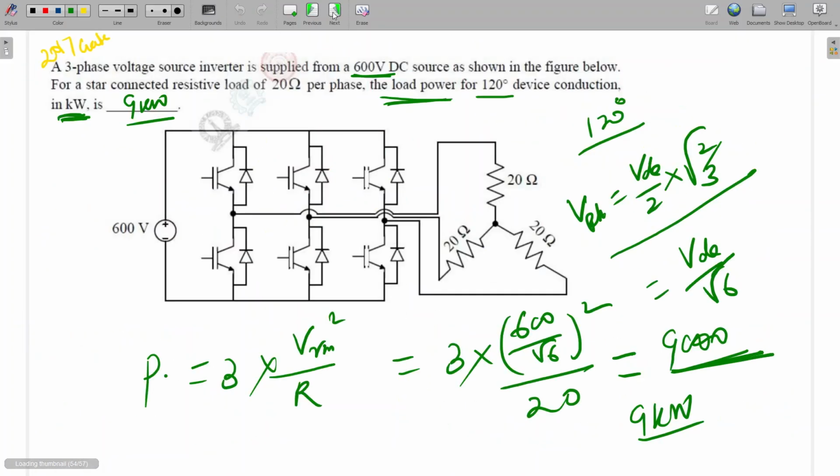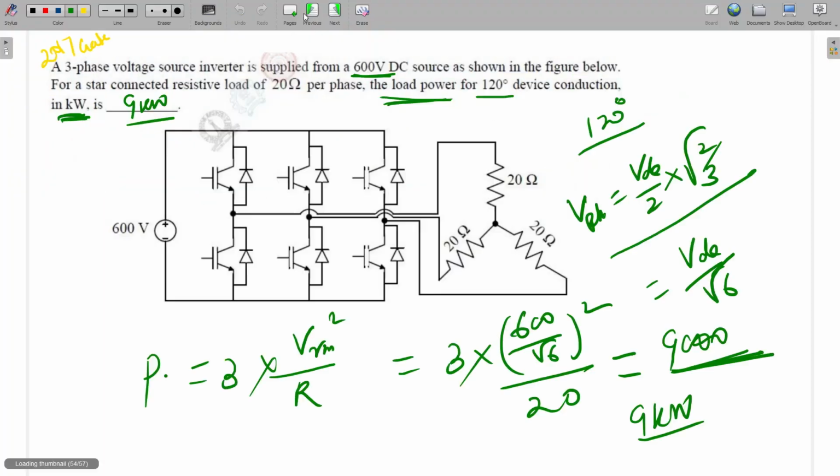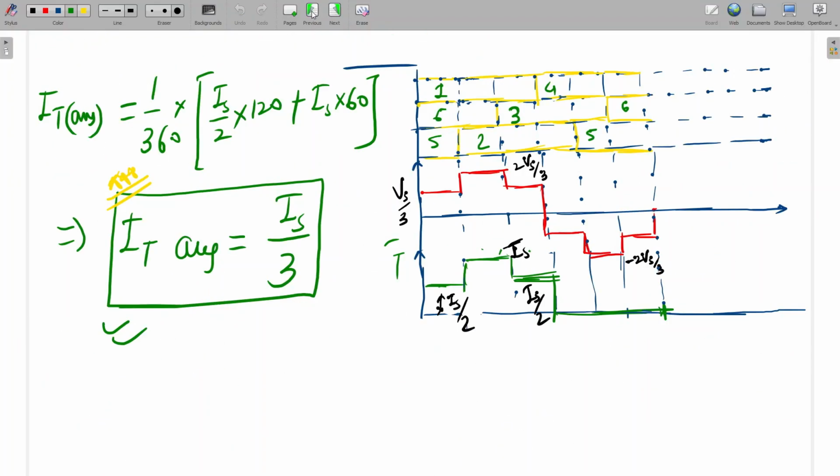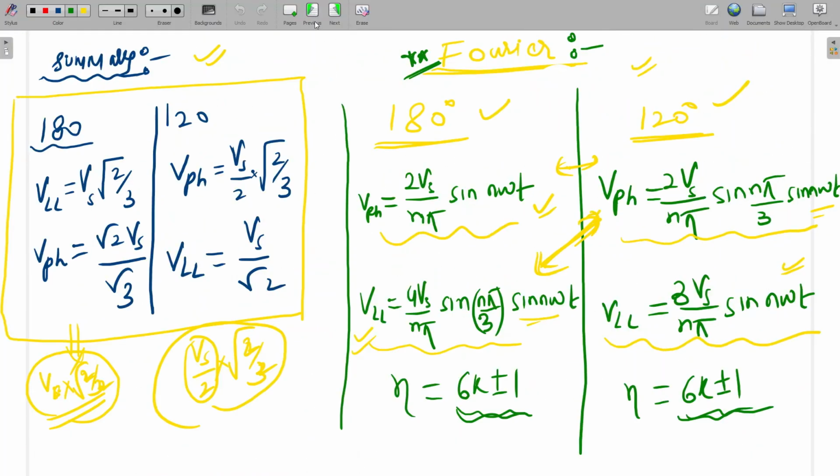Which one? Which will be the answer? This will be the answer. But we'll see that the Fourier series I have already given previously. See, here if you see the phase value of the Fourier, it is 2 Vs upon n pi sine n omega t.